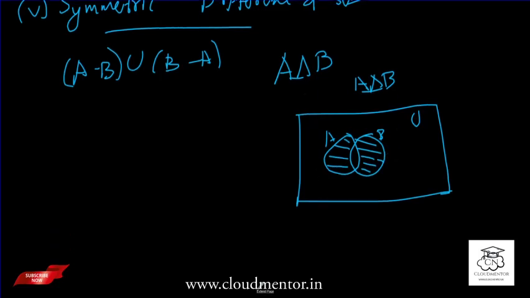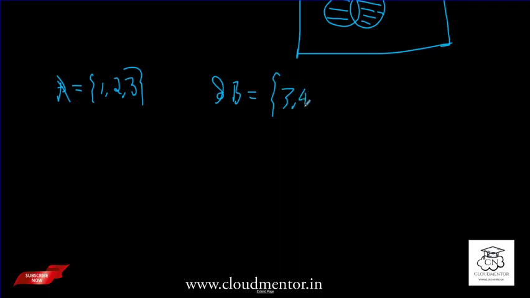And for example, if A equals set 1, 2, 3 and B equals set 3, 4, 5, 6, then the symmetric difference of A and B will be equal to A minus B union B minus A, right? Yes, A minus B union B minus A.